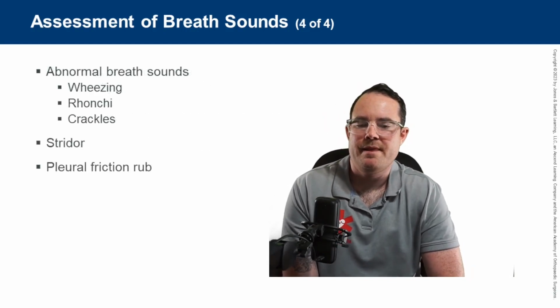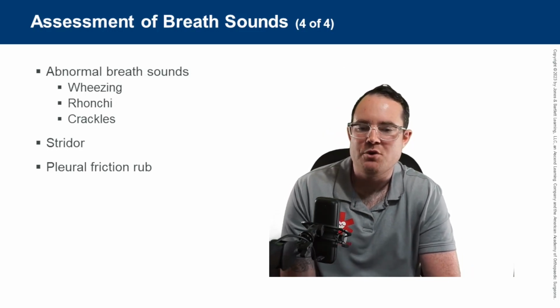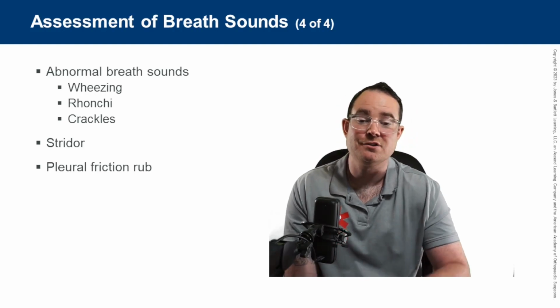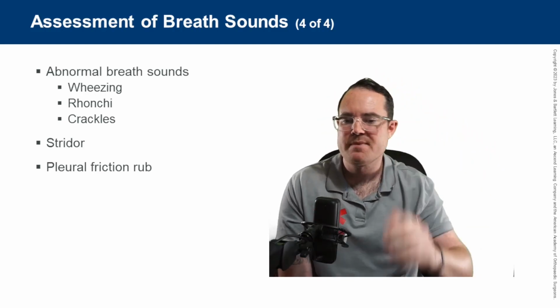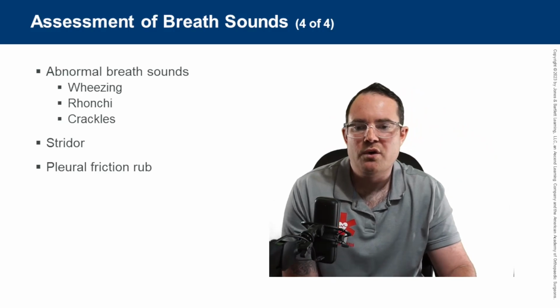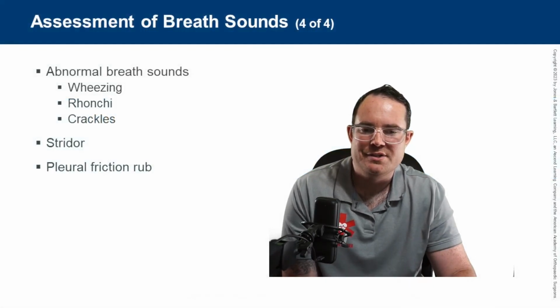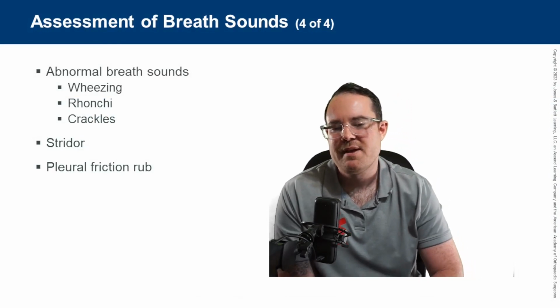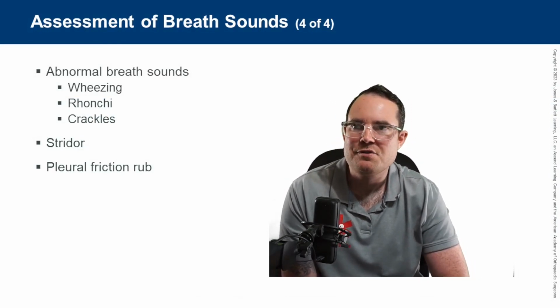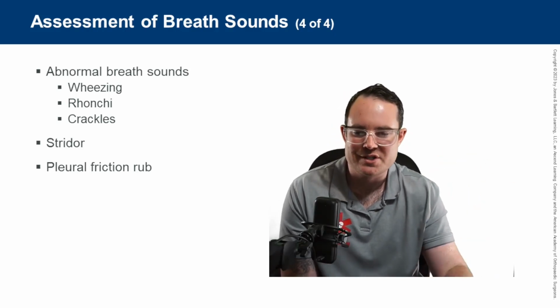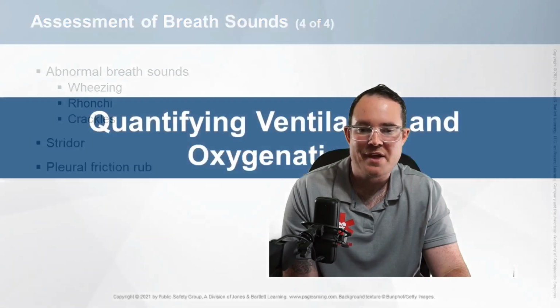Here are some adventitious sounds or abnormal sounds. We've got wheezing, rhonchi, crackles. Crackles is also known as rales, by the way. Stridor, pleural friction rub. Wow, and they don't go into depth on talking about each one. The reason why they don't do that is because we're going to be discussing this in respiratory emergencies. So I will wait to do that there.